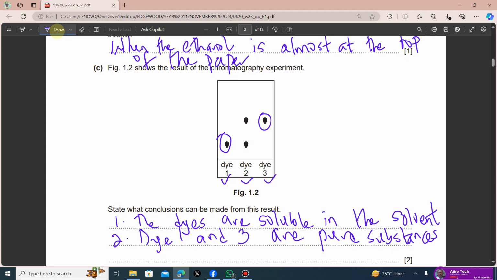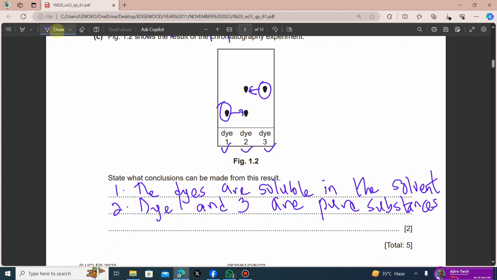There's a 3rd conclusion that could also be gotten. You could look at dye 1 and dye 2, and also compare dye 2 and dye 3. So you could conclude that dye 2 contains dye 1 and dye 3. Dye 2 has some components of dye 1 because it has similar components in terms of the distance traveled, and in this case, it has the same distance. So we can say that dye 2 contains dye 1 and dye 3. That would be a third conclusion as far as that figure is concerned.